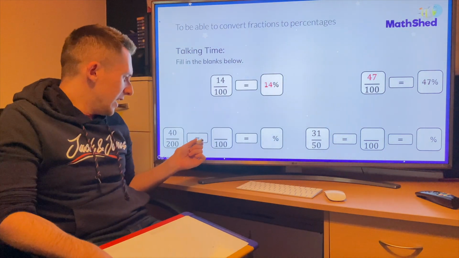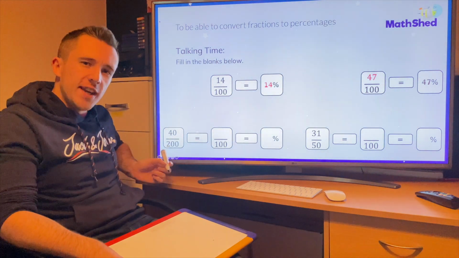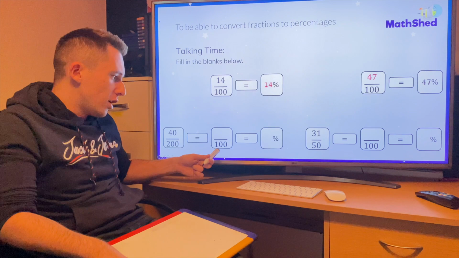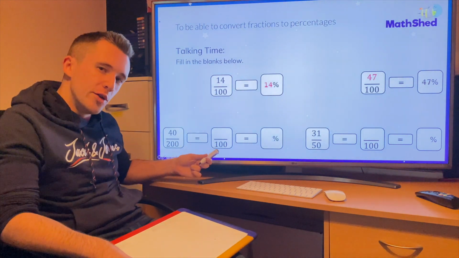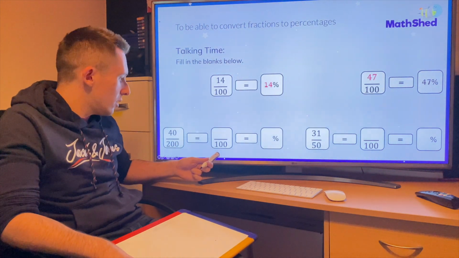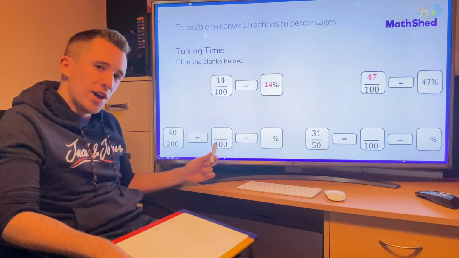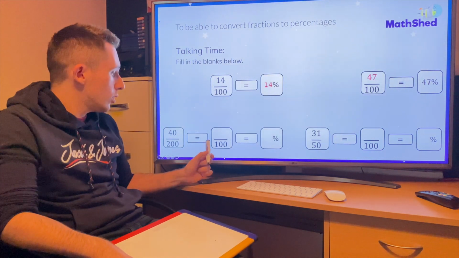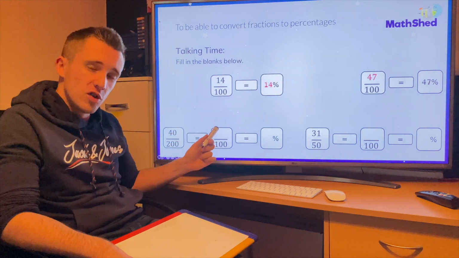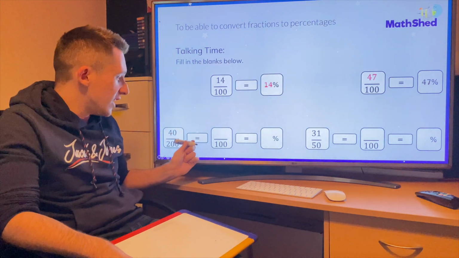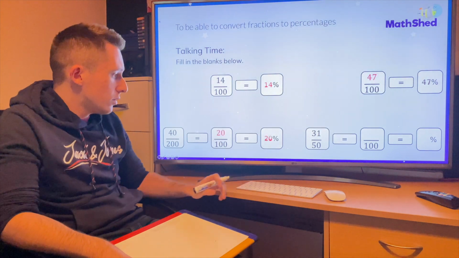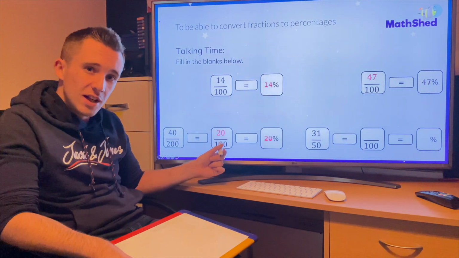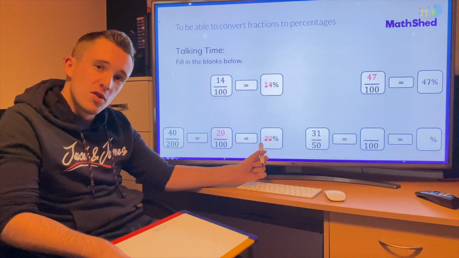Now this one here, it starts with 40 over 200. And they're using the golden rule of turning it into something over 100. How do I get from 200 to 100? I divide it by 2. I do the same to the top. So 40 divided by 2 is 20. Once I've got it over 100, it's easy. It becomes 20%.